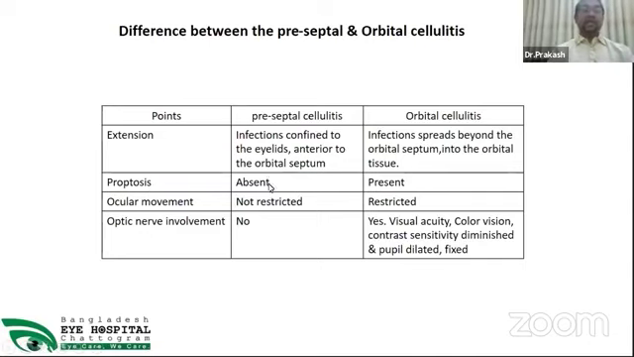Proptosis is absent in preseptal cellulitis, but it is present in orbital cellulitis. Ocular movement is not restricted in preseptal cellulitis, but in orbital cellulitis, as the orbit is involved, the ocular movement will be restricted.